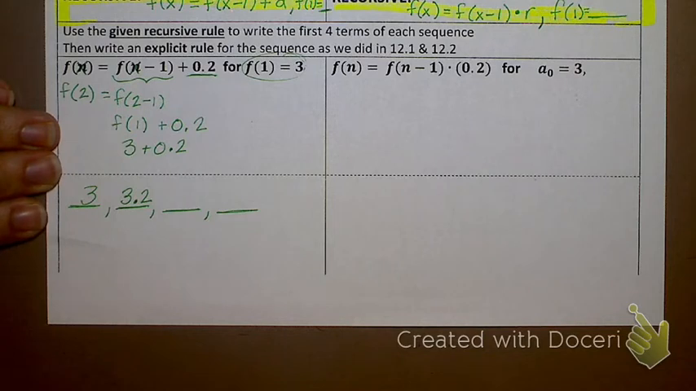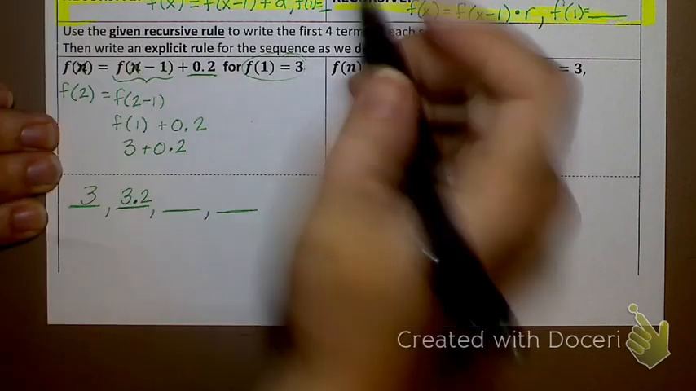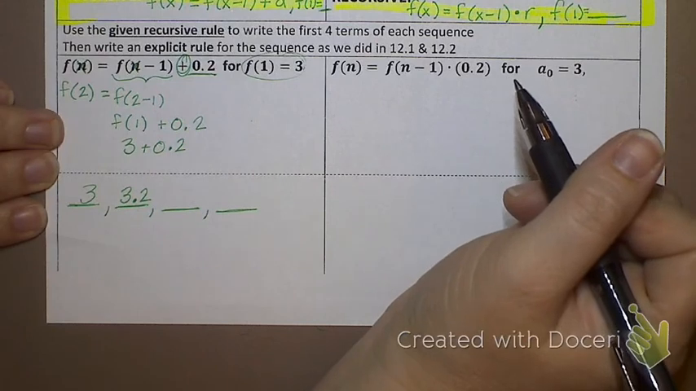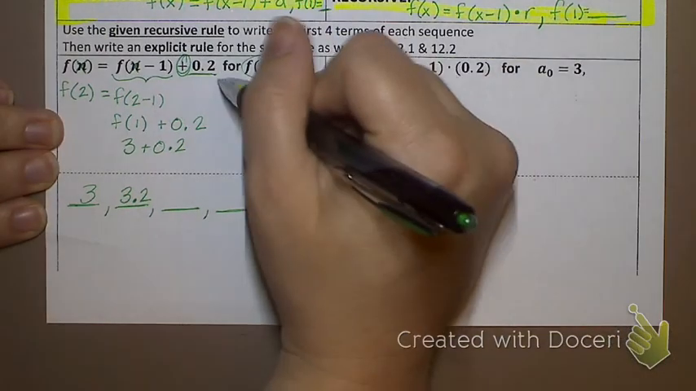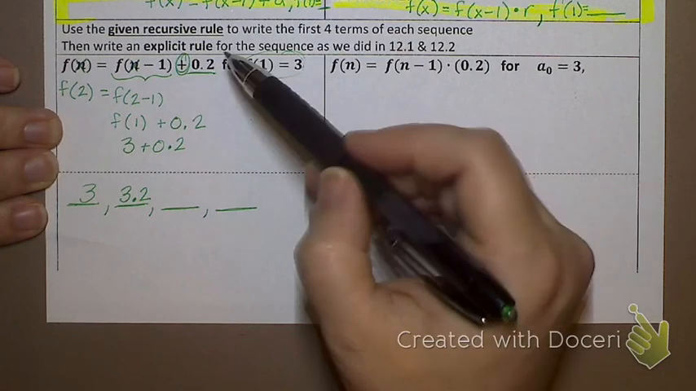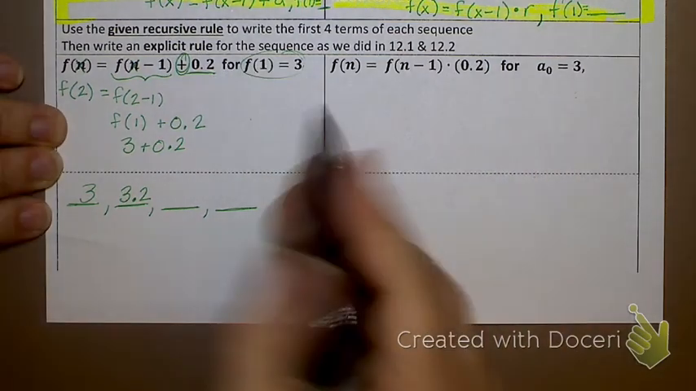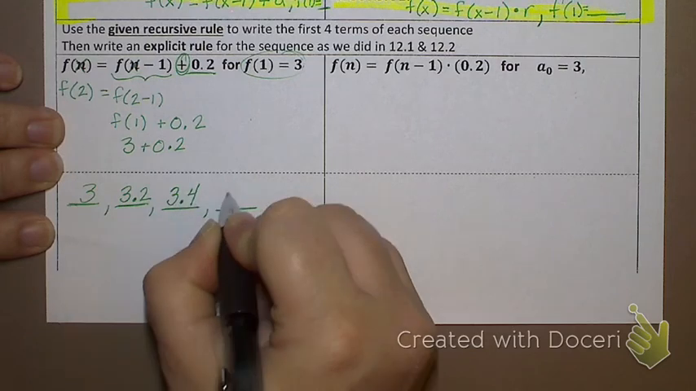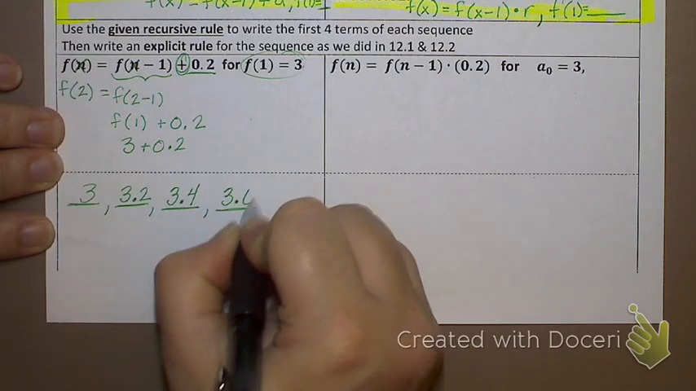By the way, is this arithmetic or geometric? Arithmetic. How do you know? You're adding something each time. That makes it arithmetic. So what am I adding each time? 0.2. So I don't need to keep plugging in. I can just keep adding 0.2. So what would my next term be? 3.4 and then 3.6. There's my first 4 terms.